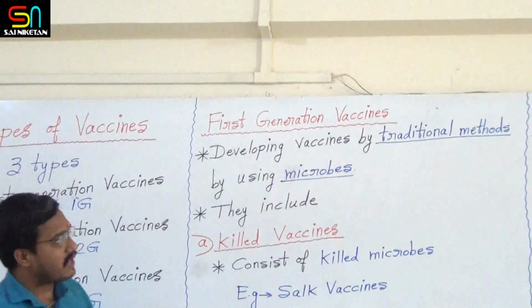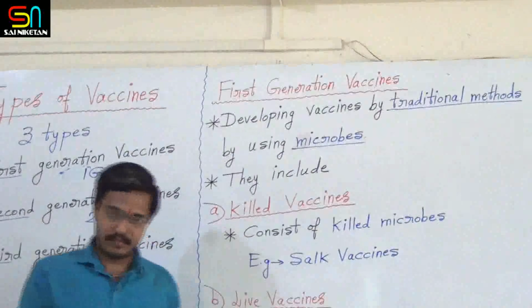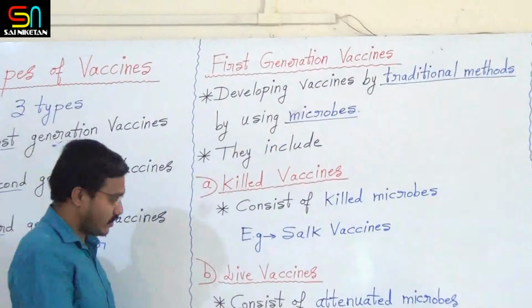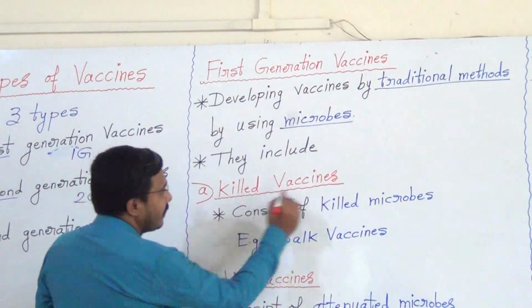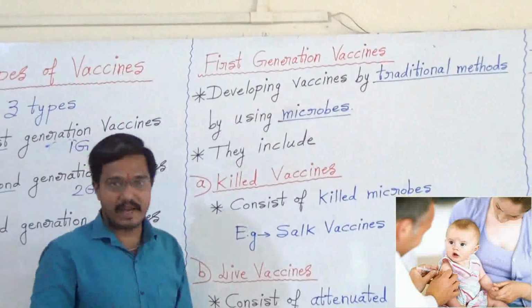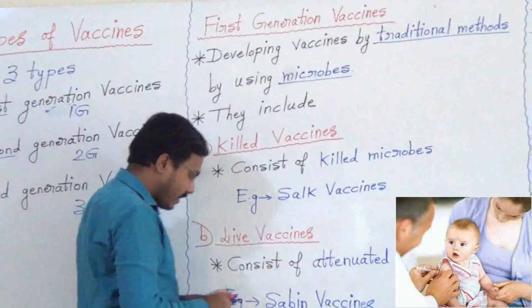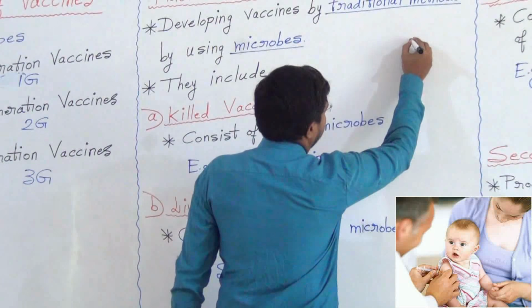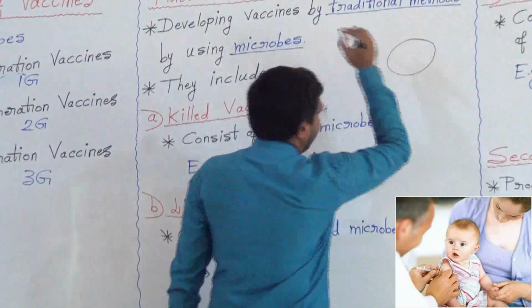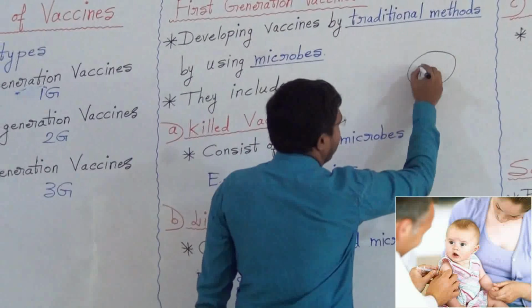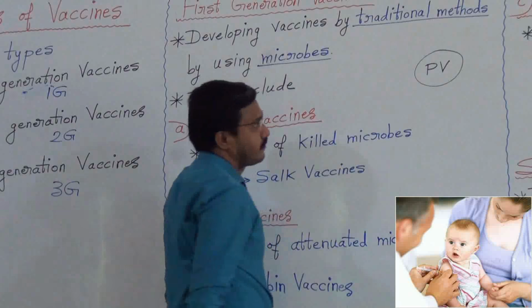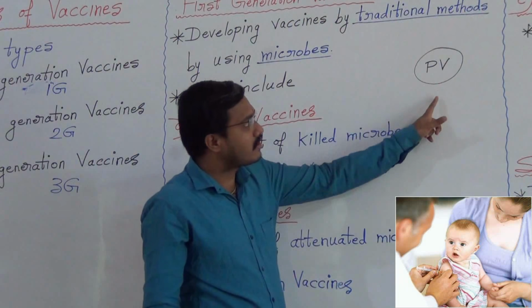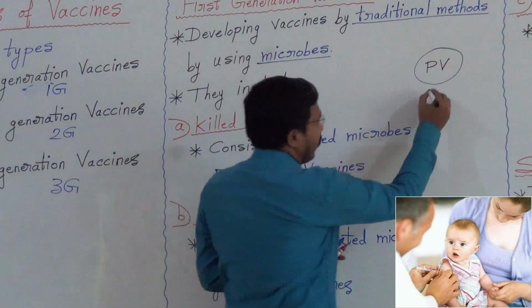In first generation vaccines, again we have three groups. Let us see the first one. The first one is killed vaccines. Now you listen. For example, think that this is the polio virus. This polio virus is causing polio.